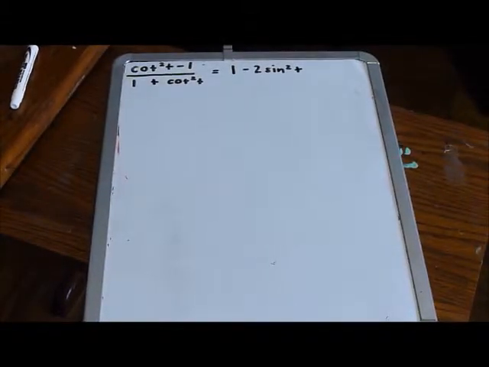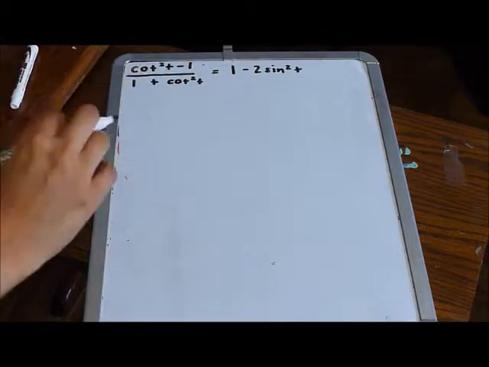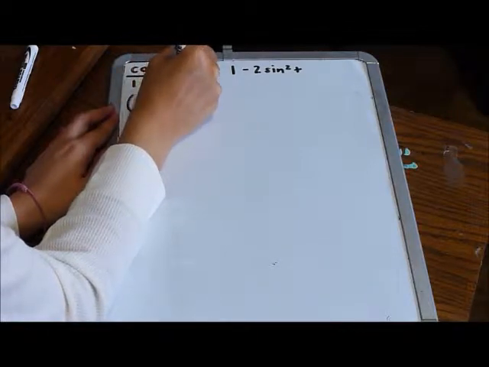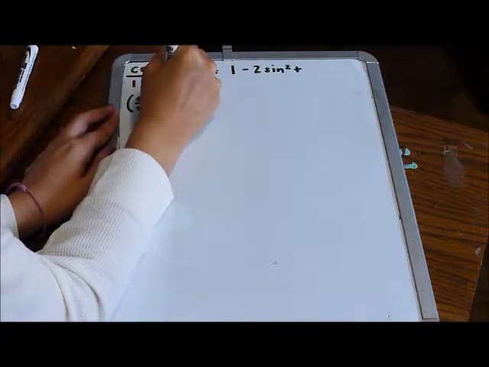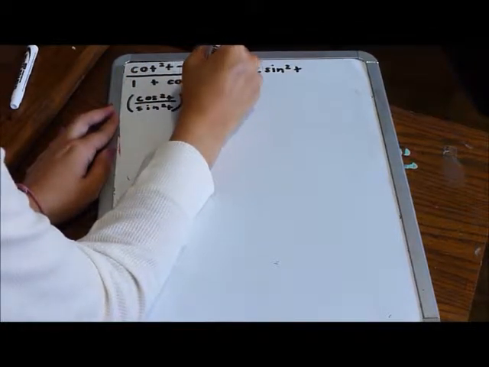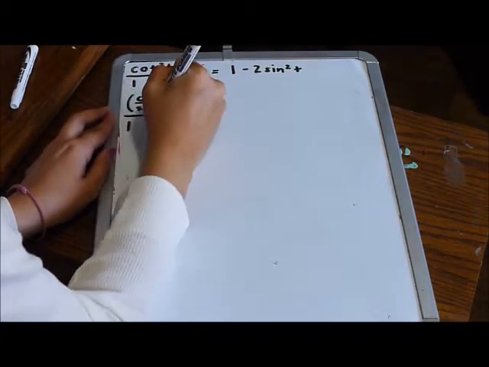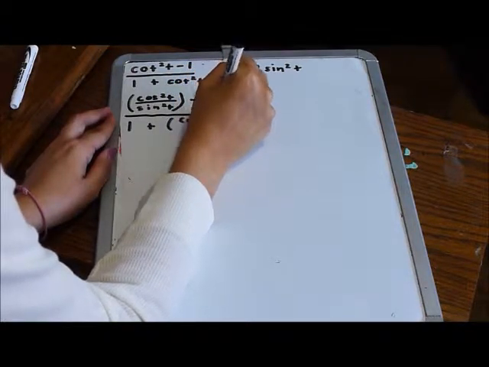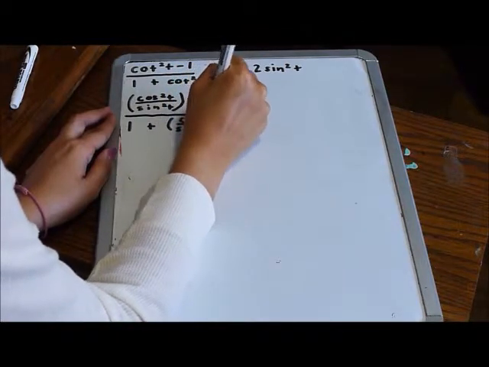So the first thing that we're going to do is change the cotangent squared t in both the numerator and denominator using reciprocal identities into cosine squared t over sine squared t. And that's going to be minus 1 on the numerator, and then on the denominator it's going to be 1 plus cosine squared t over sine squared t.